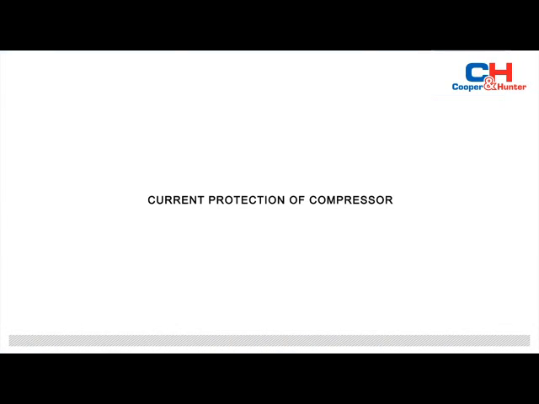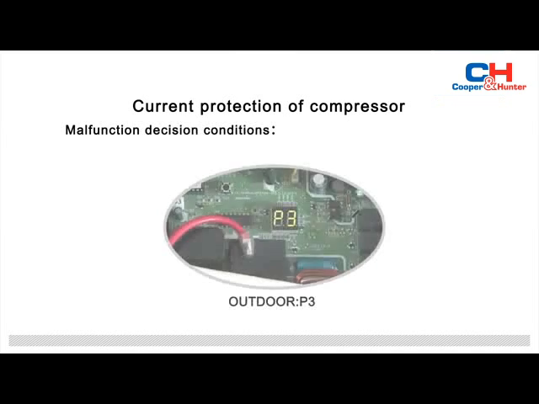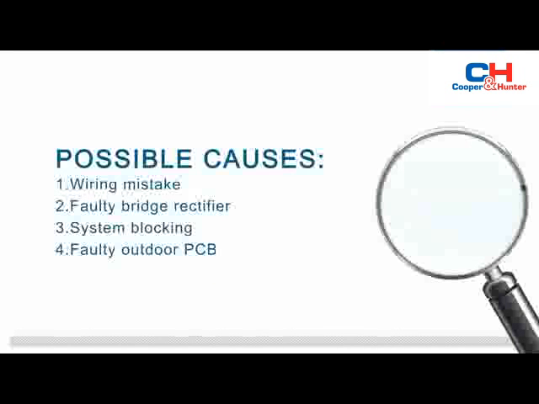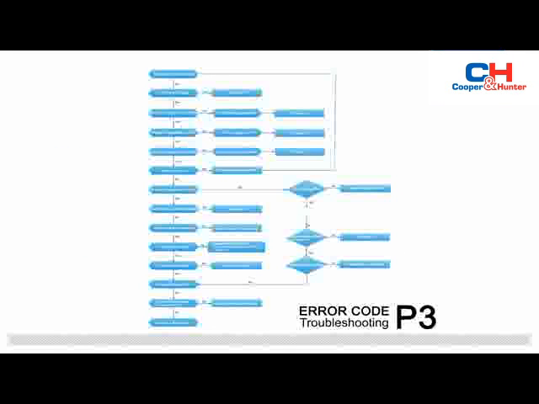Current protection of compressor. Malfunction conditions: if the outdoor current exceeds the current limit value, the LED will display the failure. The failure may be caused by wiring mistake, faulty bridge rectifier, system leakage or blocking, and faulty outdoor PCB. Troubleshooting is shown in figure.